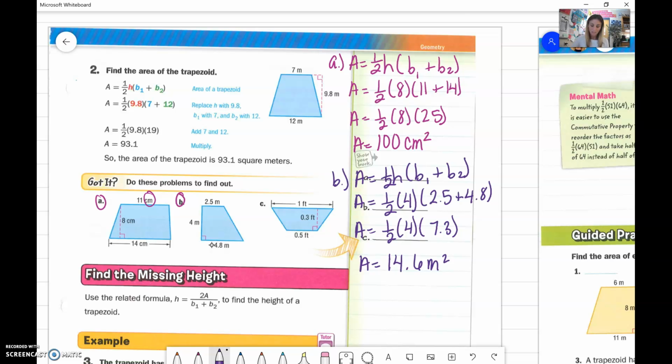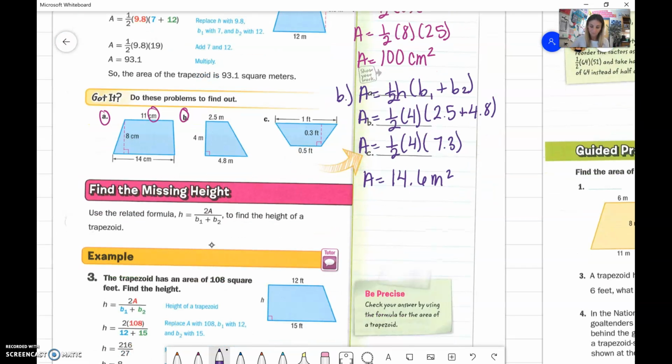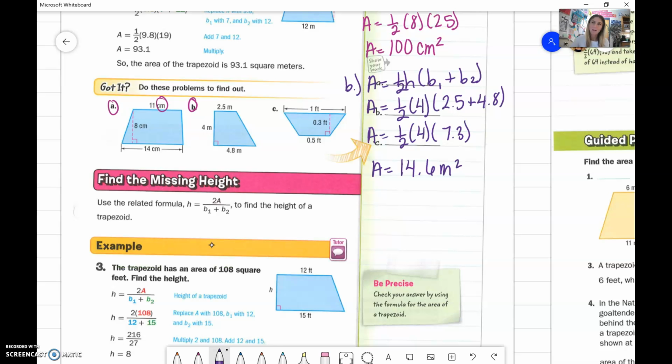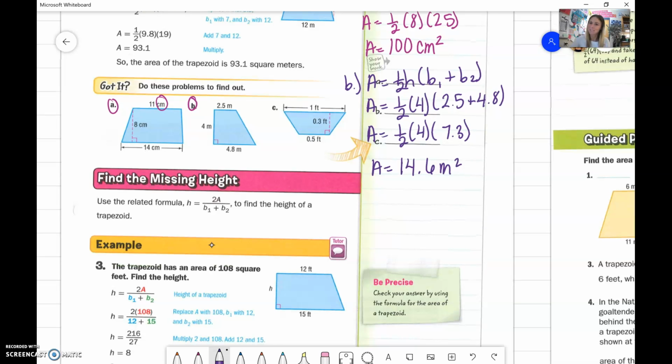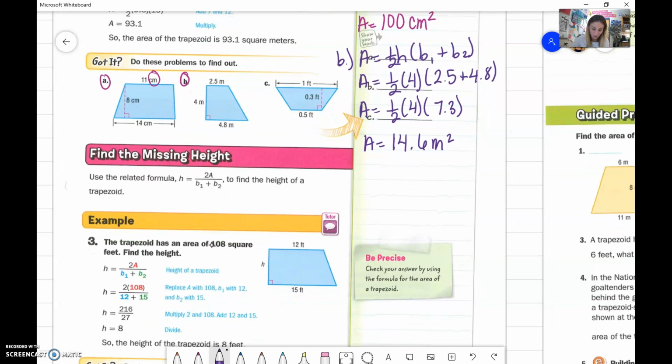Okay, we're not going to do C because you'll be able to see C later. You'll be able to see C later? No, you'll be able to do some more problems later. Okay, here we go. Haven't had all my coffee yet today.